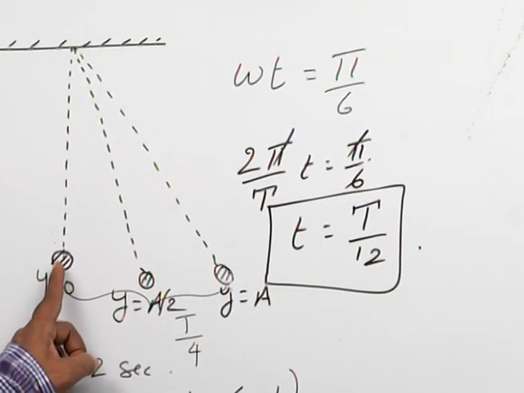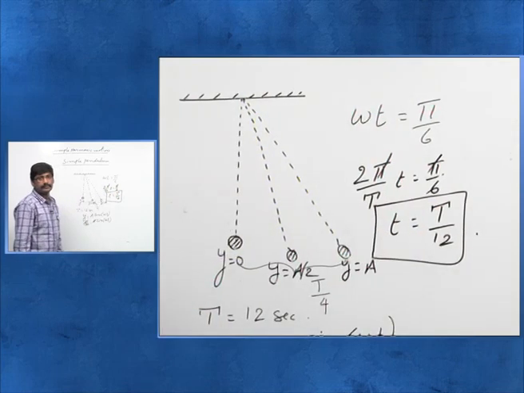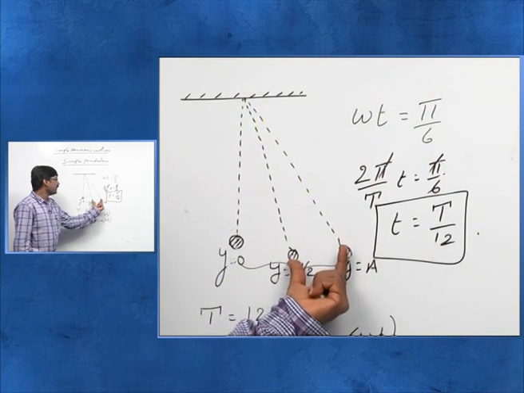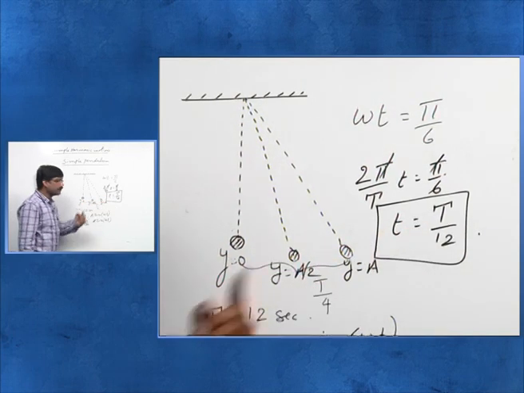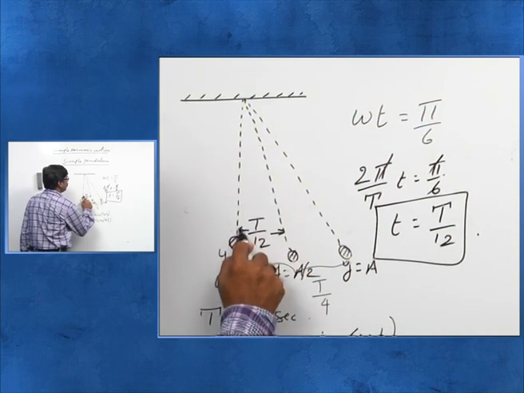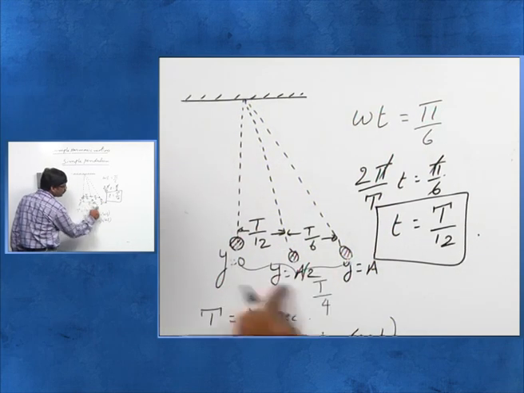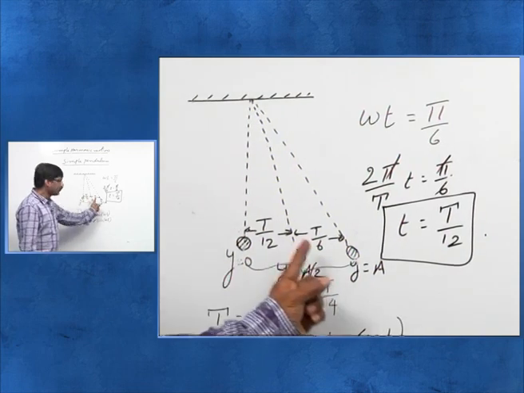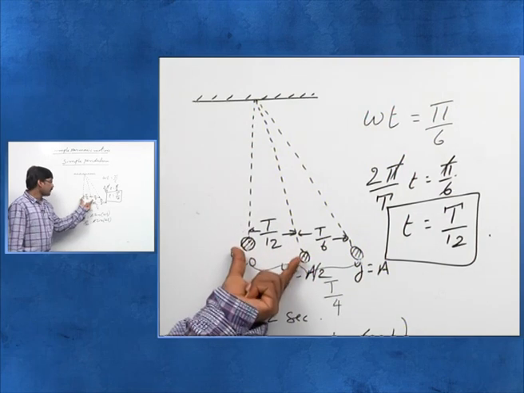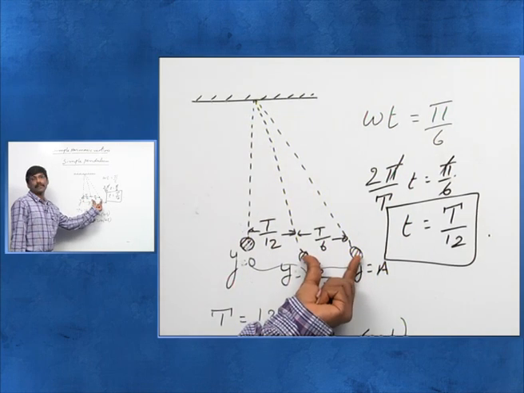The time taken to travel from the mean position to the middle position is T by 12 only. It is not T by 8. So from here to here is T by 12, and the remaining is T by 4 minus T by 12, which is T by 6. If I add these two times, I should get T by 4. Be careful, this type of question is usually asked in competitive examinations. That means in the first half it takes less time, and in the second half it takes more time.